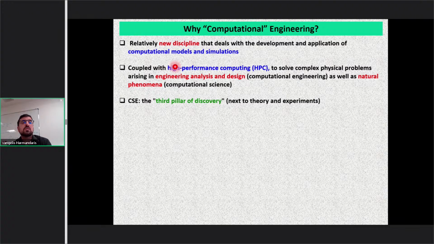So the main idea is that we couple these computational models, the simulations, and the algorithms with high-performance computing, in order now to solve problems that are related either with engineering analysis and design, this is the engineering part, or with natural phenomena, which we would say is the computational science part. So both of them involve the word computational, which is the main characteristic. And because of that, and the recognition over the last few decades, this discipline is recognized not only as a new field, but as the third pillar of discovery next to theory and experiments.